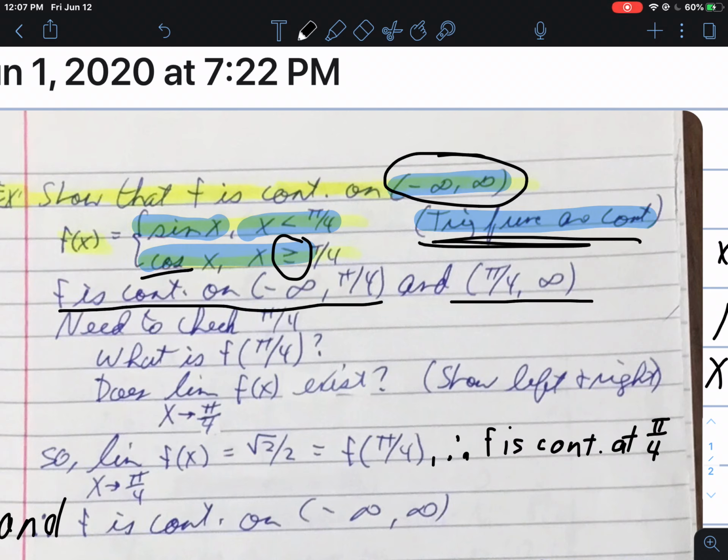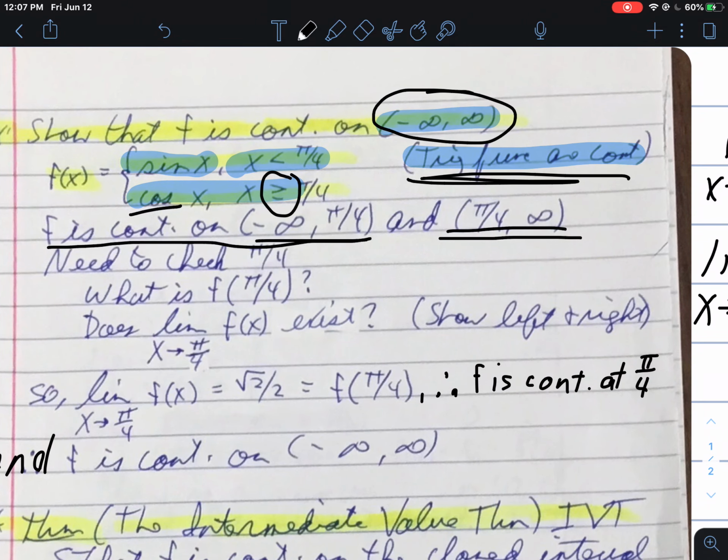So it's sufficient to say that f is continuous on the interval from negative infinity to pi over 4. It's also continuous on the interval from pi over 4 to infinity. And then we have to go through the process to show that it is continuous at pi over 4. So f of pi over 4 exists. It is equal to square root of 2 over 2. The limit as x approaches pi over 4 exists. We just showed that looking at the left and right hand limit. It is also square root of 2 over 2. Therefore, I can say that f is continuous at pi over 4, and then putting all three parts together, I can say then that f is continuous over the entire set of real numbers.